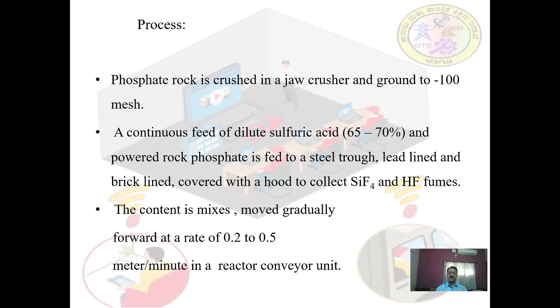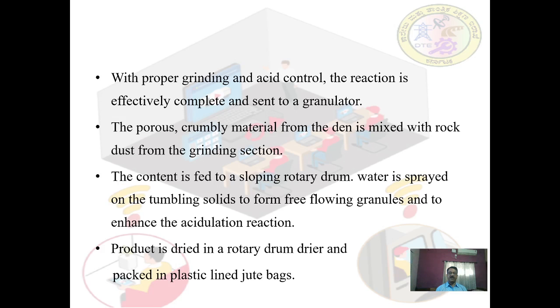The content is mixed and moved gradually forward at a rate of 0.2 to 0.5 meters per minute in a reactor conveyor. With proper grinding and acid control, the reaction is effectively complete and sent to a granulator.